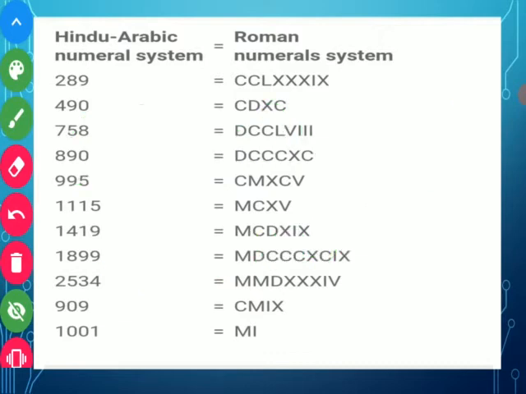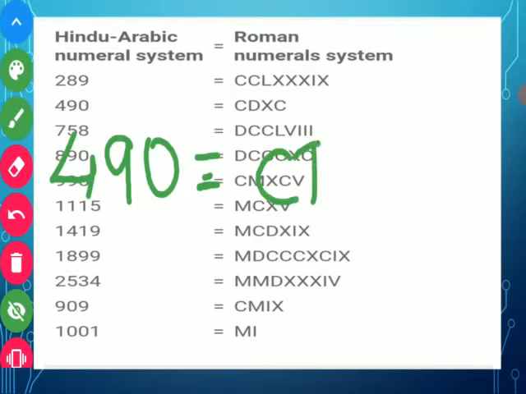Now if you have to represent 490: for writing 400, what will you do? From 500 we subtract 100 to get 400, so we write CD. This represents 400. Now we have to write 90, that is also XC. From C we subtract X, so 100 minus 10 gives you 90. So you represent 490 as CDXC.